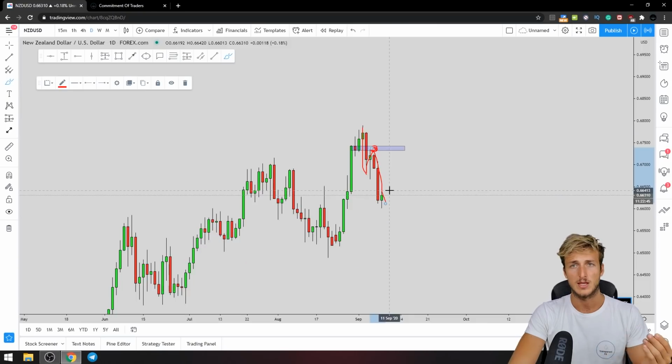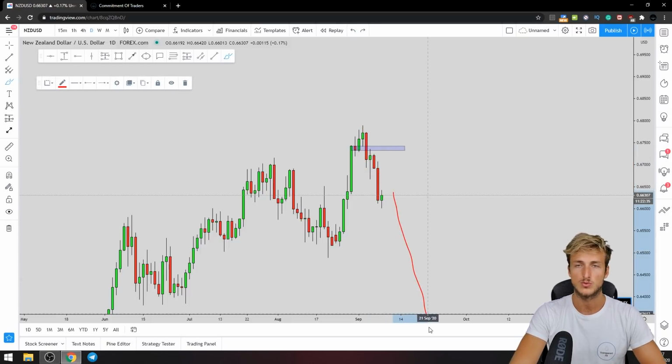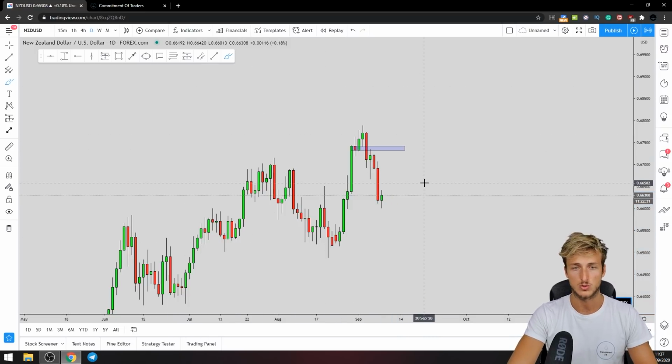Let's now explain what is next for NZDUSD. Where is the next opportunity for this pair? Now, if you remember from the monthly, we have already said that we want to see more continuation to the downside for a few months to create that right shoulder.